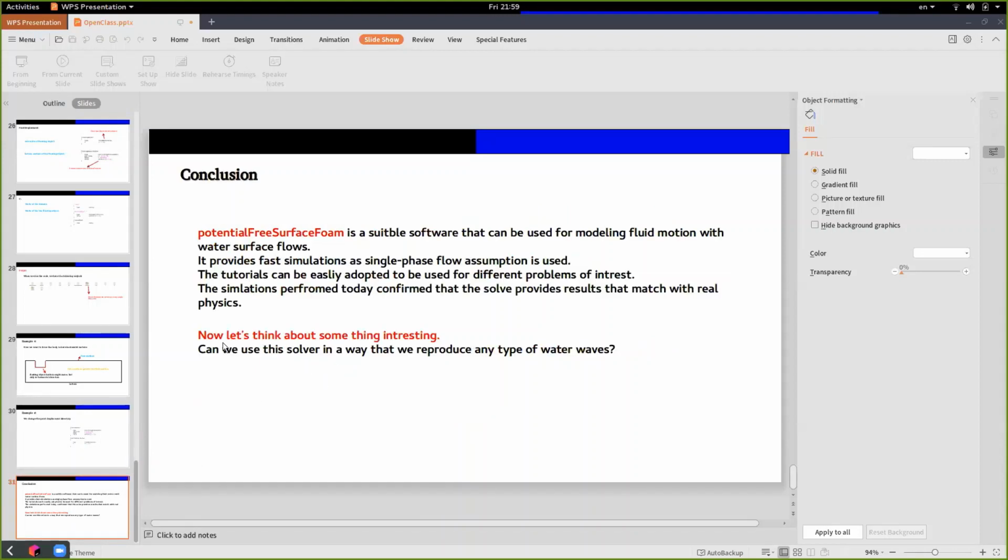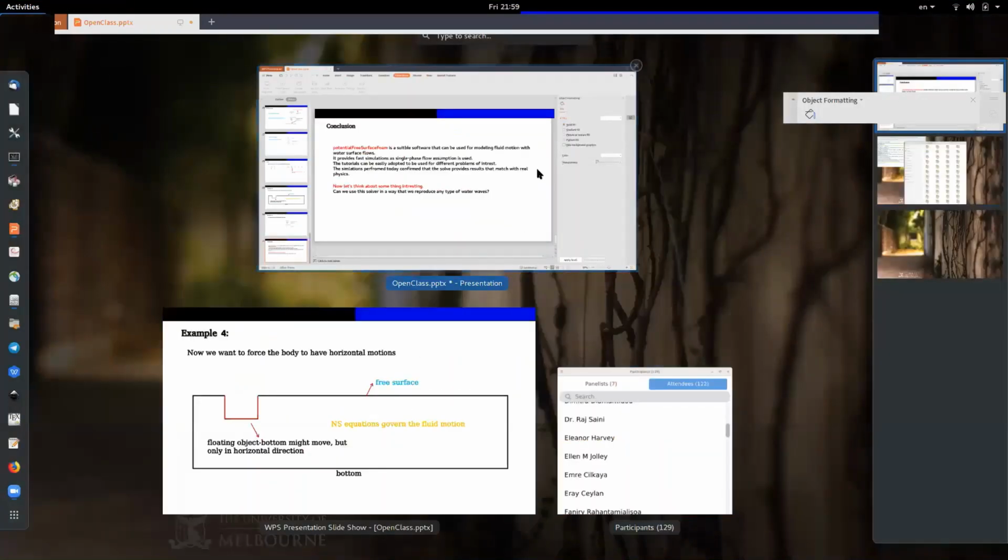And just a very interesting question for you. Think about it. Can we use this solver to generate any type of waves we want? Think about having nonlinear waves, nonlinear Schrodinger waves and other types of waves that might exist in physics. Can we generate them in water environments by using this solver or not? That's a good question. You can think about it.